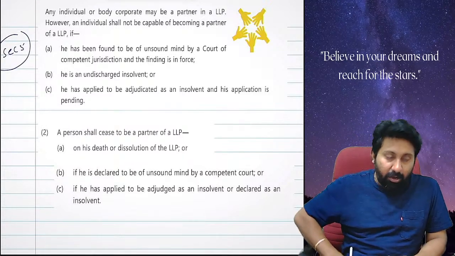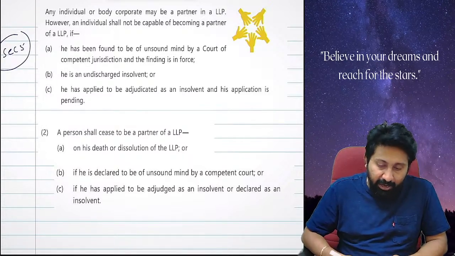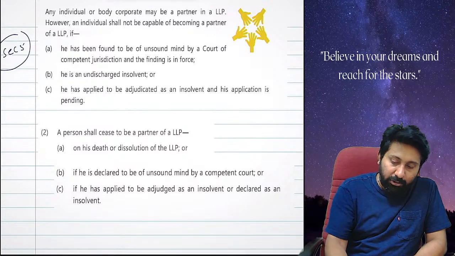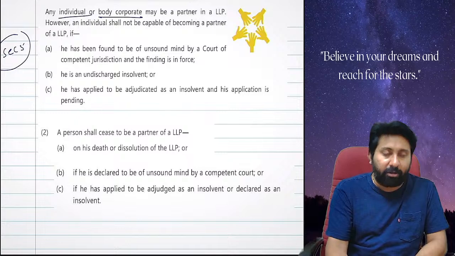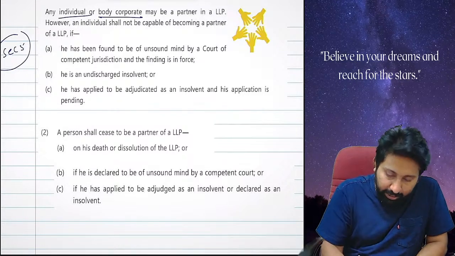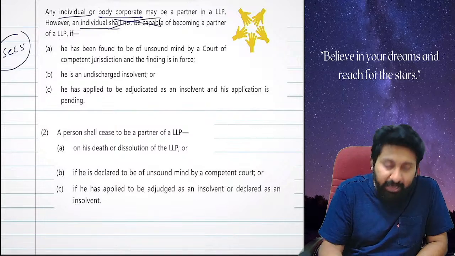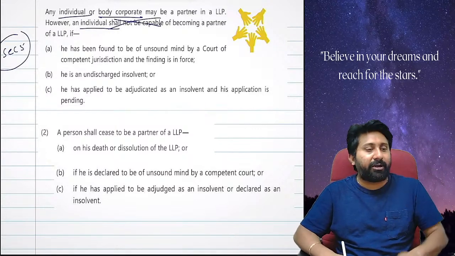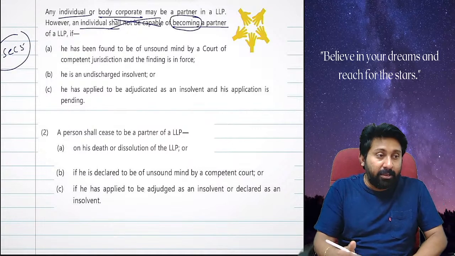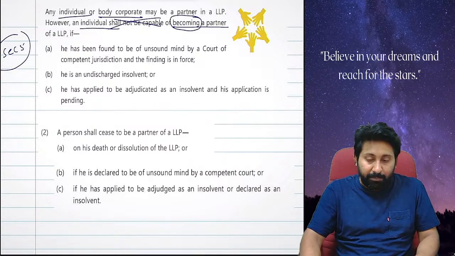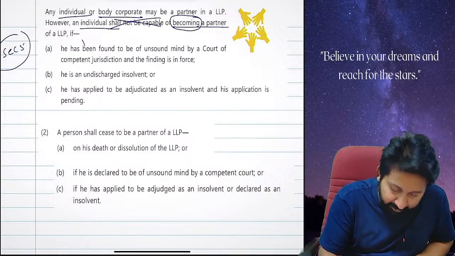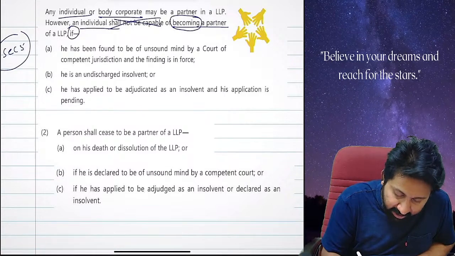See here. How to understand this? An individual or body corporate may be a partner in LLP. So individual can be a partner, body corporate can also become a partner. Number 1 completed. Number 2, individual shall not be capable, means he is disqualified from becoming a partner.